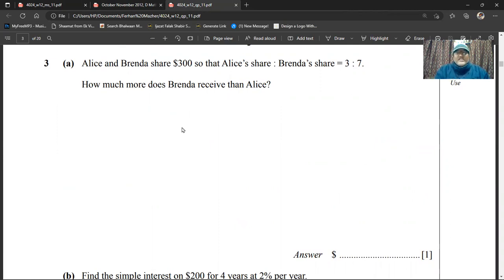That's $300. We know the ratio of their share, and so I can find out the share of the Alice and the share of the Brenda, and then I can find out the difference between them. How do you find the share of Alice? The ratio of the Alice divided by the sum of the ratio, multiply the total money to be divided.